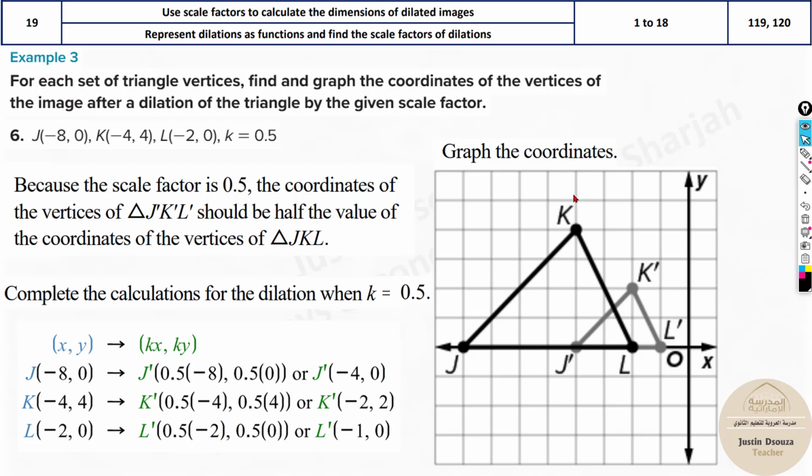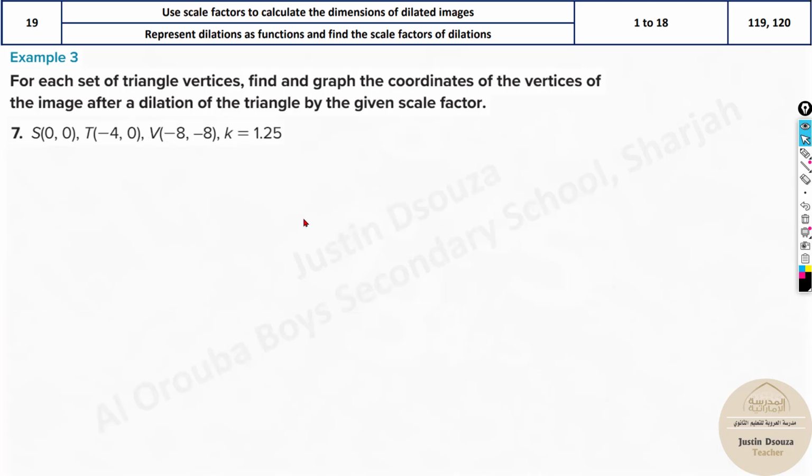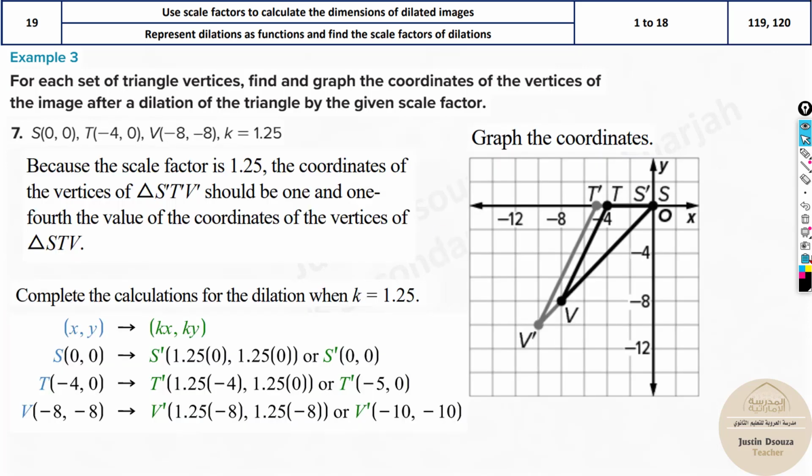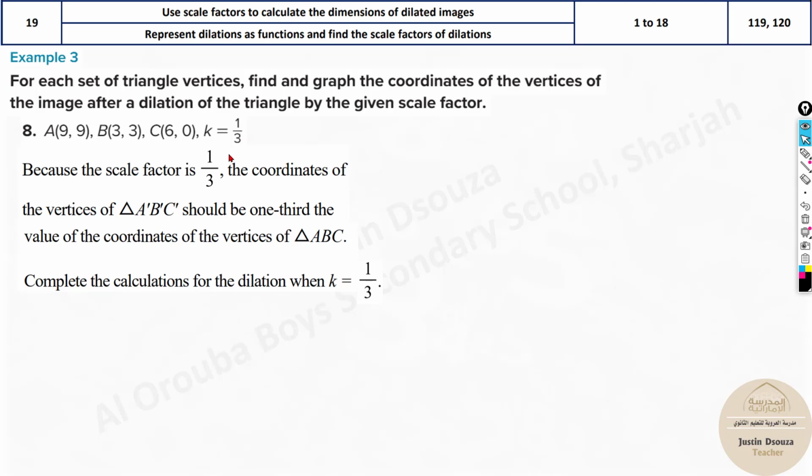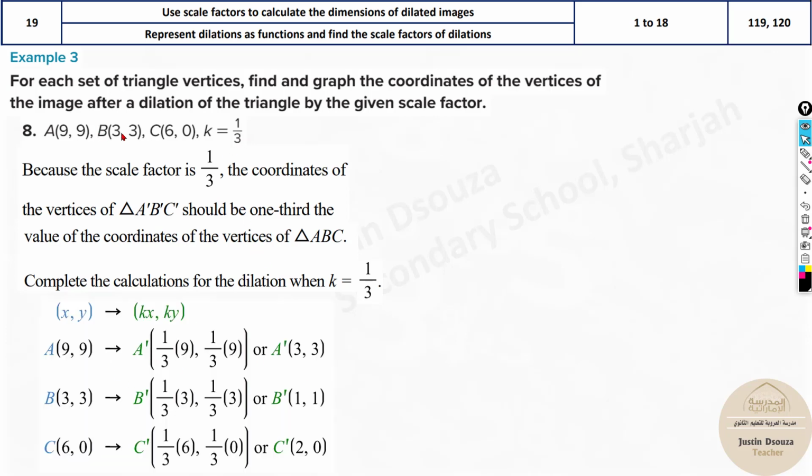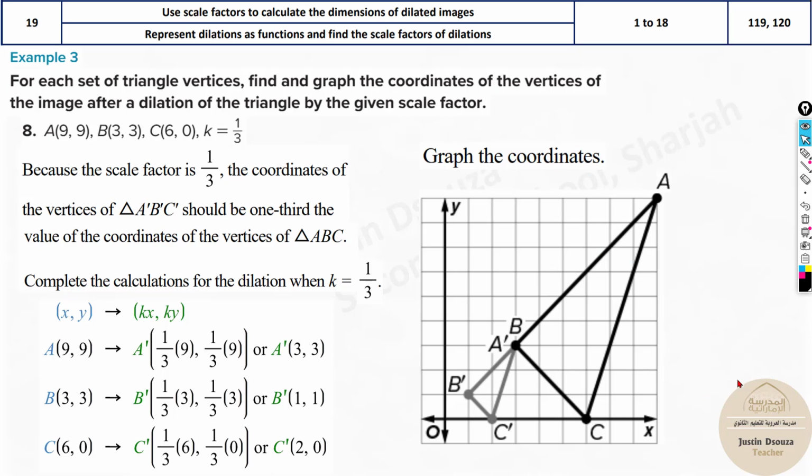So the original image won't have that dash. The same thing is done over here. Do it by yourselves and then check for the answers. Here everything is given in detail. Just that you have to multiply by 1.25 and it is an enlargement over here. Same thing again, it's a reduction. Multiply all the coordinates by 1/3 and then this is the answer.